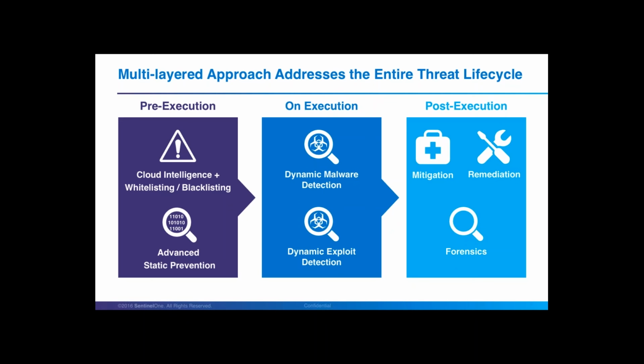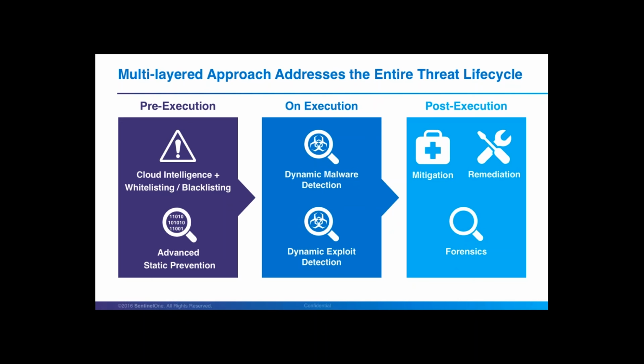In other words, prevention, detection, and response, the security triangle. Well, this is what SentinelOne provides. We provide pre-execution protection, and that is cloud intelligence, which is our own intelligence service, constantly updating the agents with whitelist and blacklist items, blacklists being signatures of known bad malware. So if we know it's bad, we don't let it run.